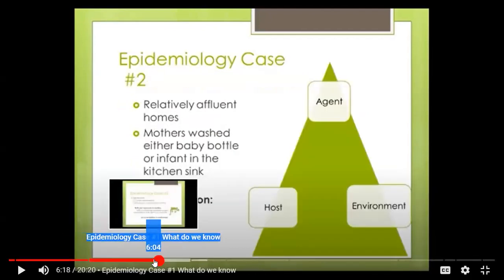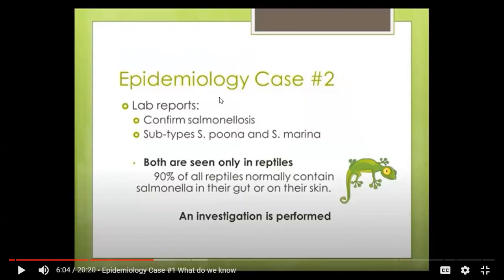So what is the final report? After the lab report study, they found this is salmonellosis, right? It means diarrhea or vomiting because of salmonella infection. But this time they got a new species, called Salmonella puna and Salmonella marina. And these two species or subtypes are transmitted only through reptiles. Ninety percent of all reptiles normally contain salmonella in their gut or on their skin.